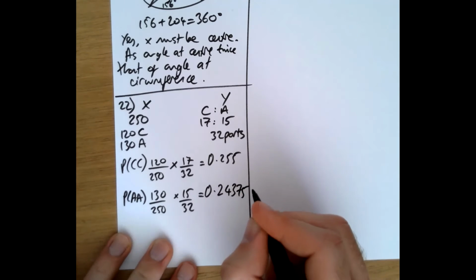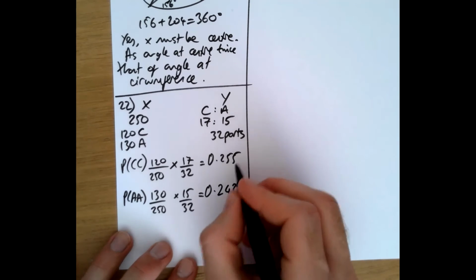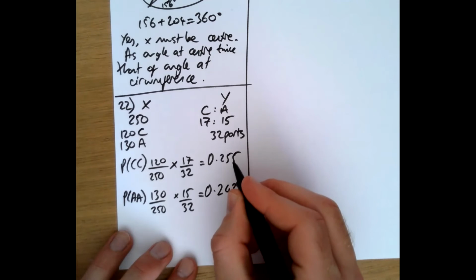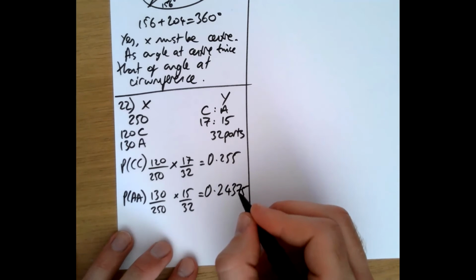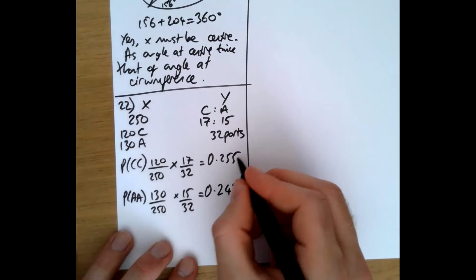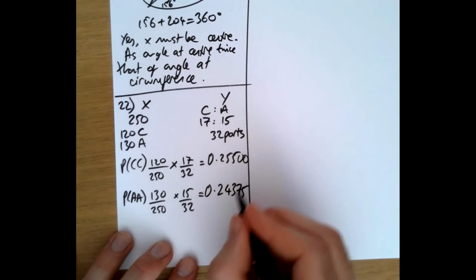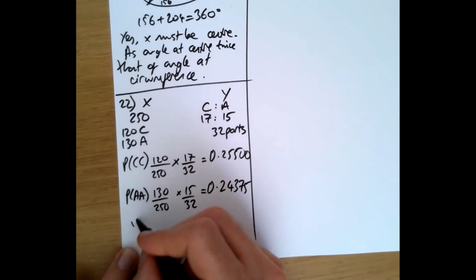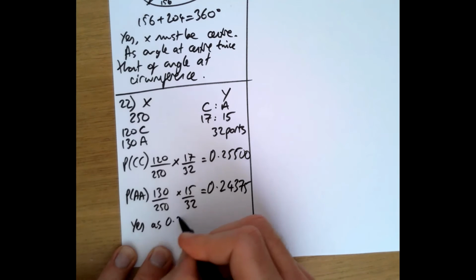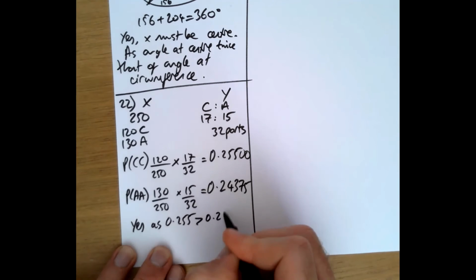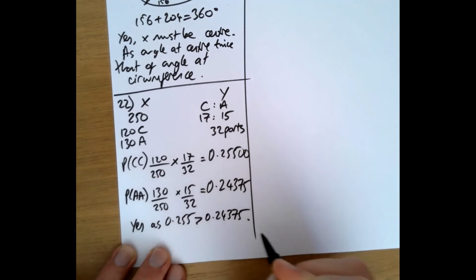0.24375. So it says the probability of picking two children is bigger than the probability of picking two adults. So when you're comparing decimals, just add in the zeros. 0.255 to, yes, it is. Yes, as 0.255 is greater than 0.24375. Done.